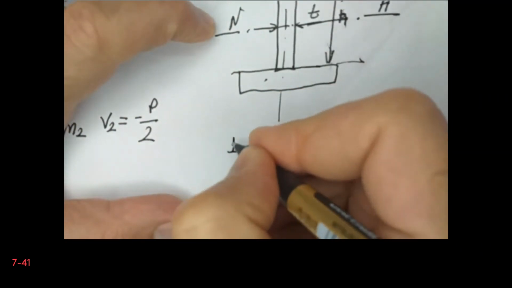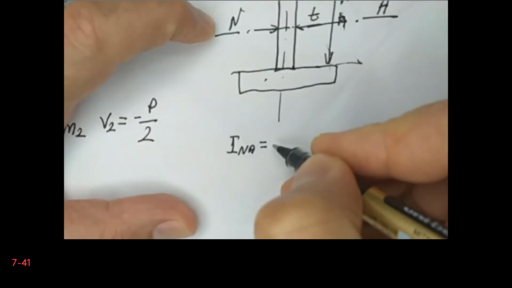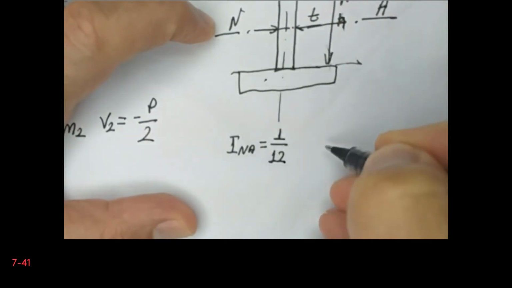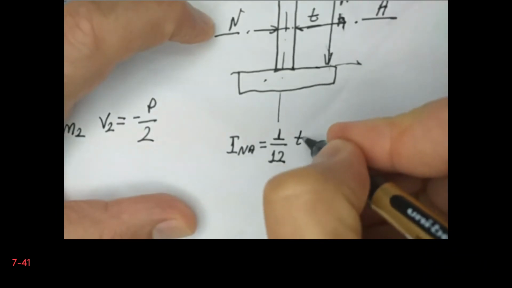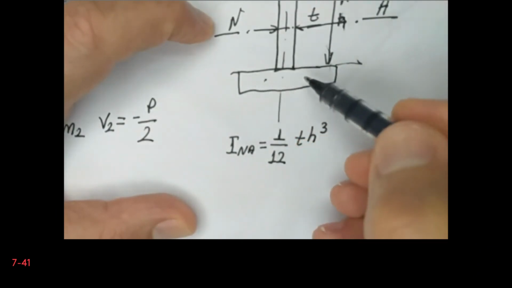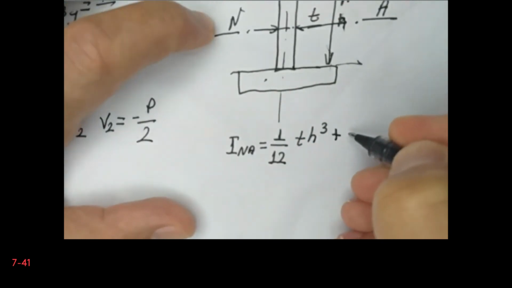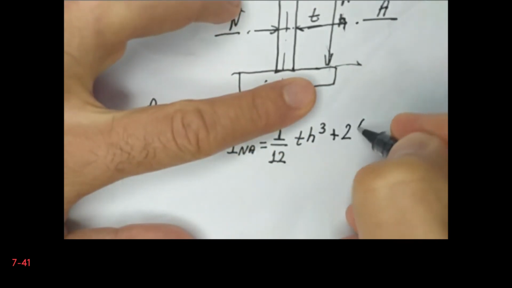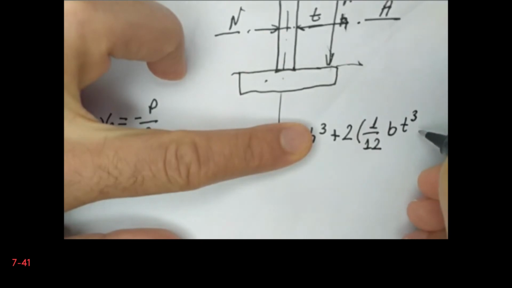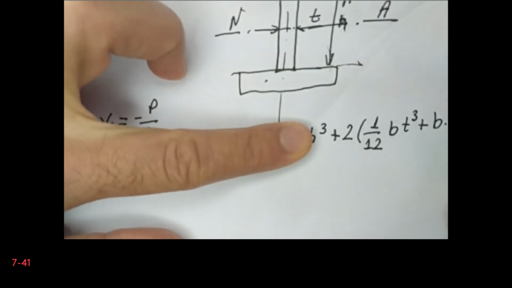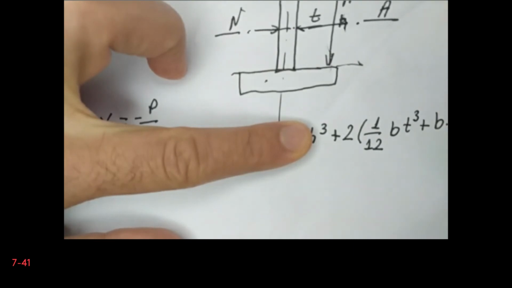So first, the web of the I-beam, the center vertical part, it is 1/12 T H cube. Now the flanges, the horizontal parts. I have two pieces, one at the top and one at the bottom. So it is 2 times 1/12 B multiplied by T cube plus B times T, and now the distance of its centroid to the neutral axis, which is H plus T divided by 2, and square of it.